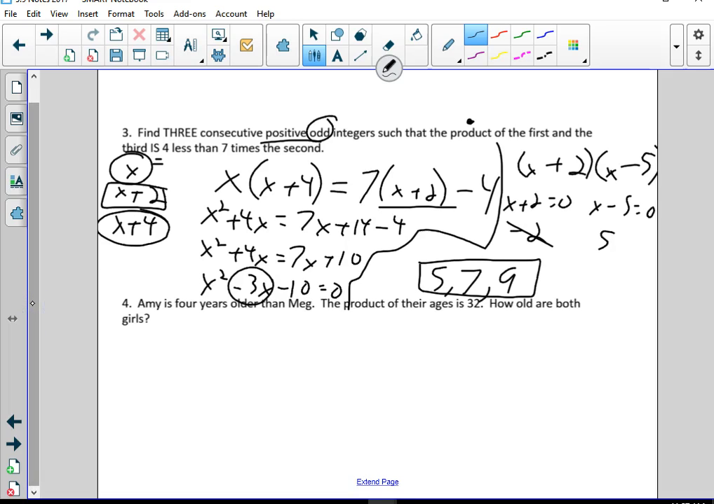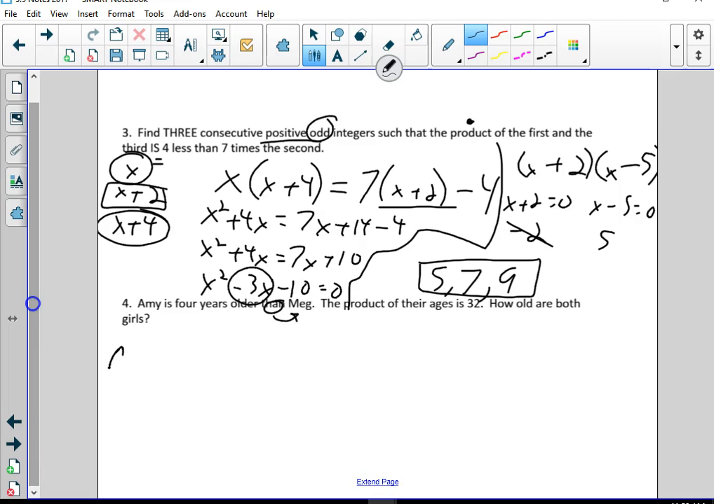Okay, Amy is 4 years older than Meg. So, who are we comparing to? Are we comparing to Meg or to Amy? Meg is our base, right? That's who we're comparing to. No, you're right the first time. Remember, look at then, and that tells you who we're starting with.